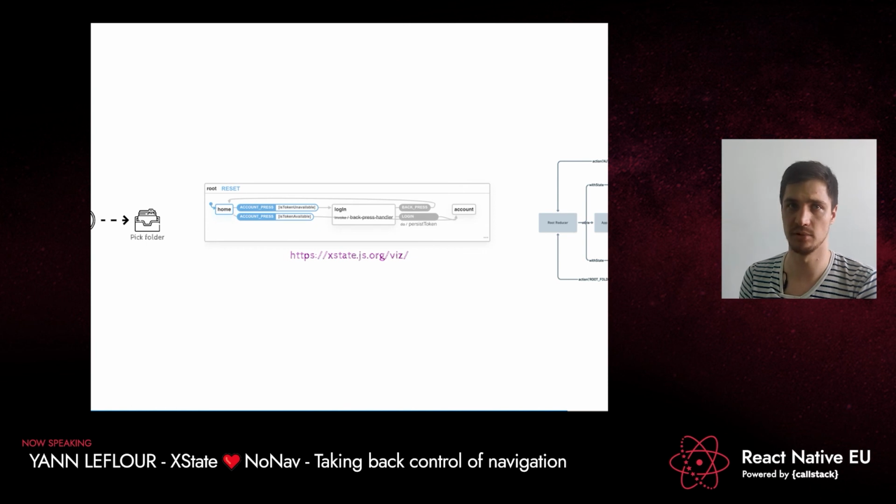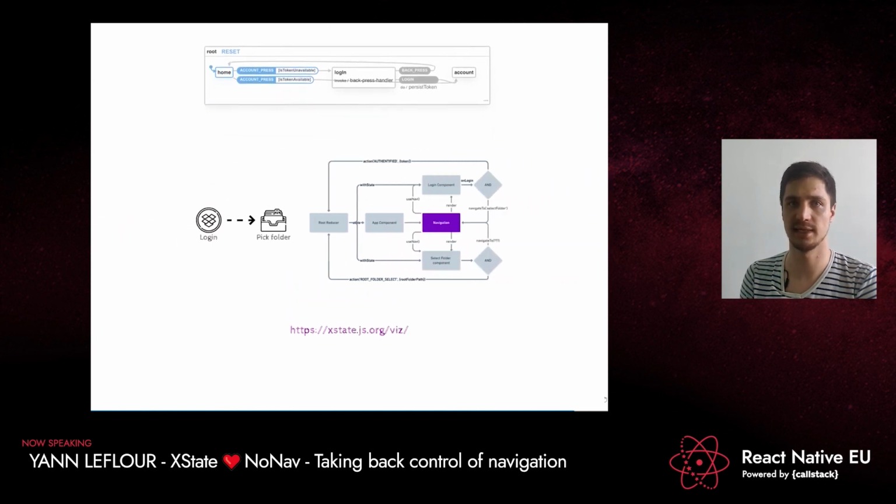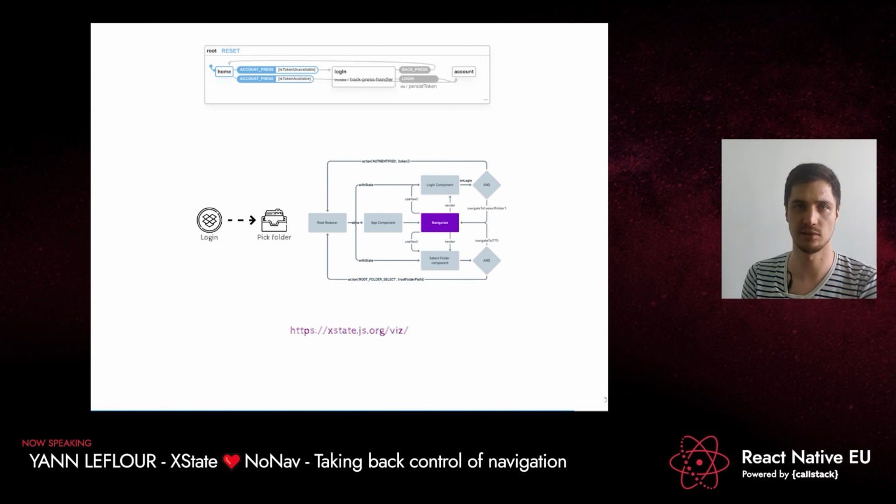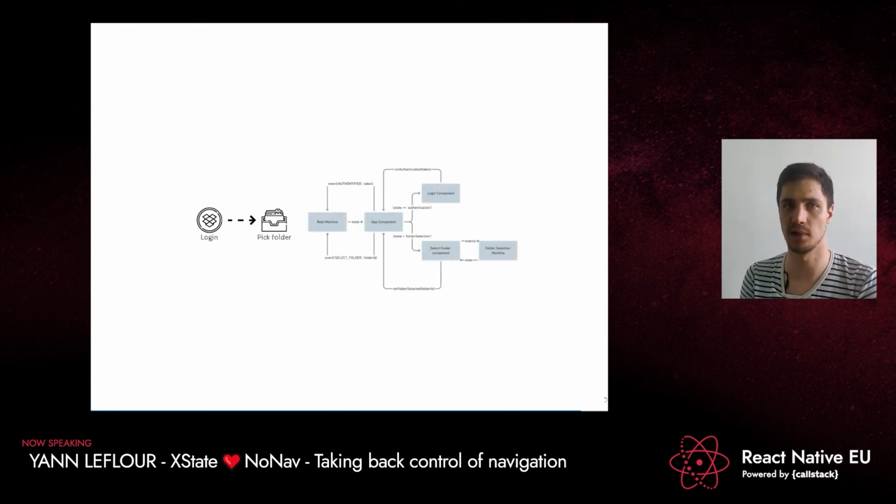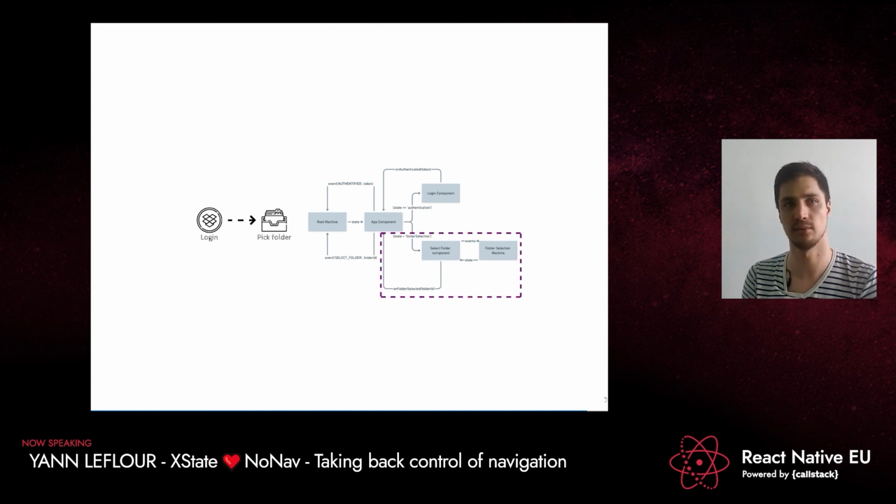And if you remember the Dropbox app, because state machines allow nesting and parallelization, I was able to split my navigation architecture. And this allowed me to isolate completely what we considered as pages into their own black box isolated modules, which meant that I could essentially reuse my pick folder or login page anywhere in any other app.